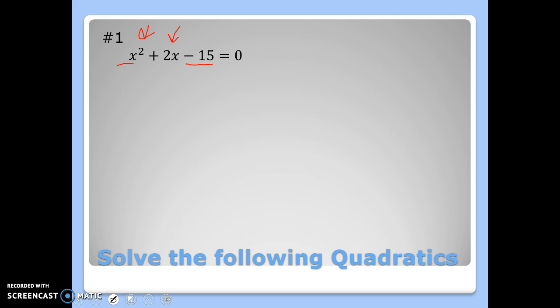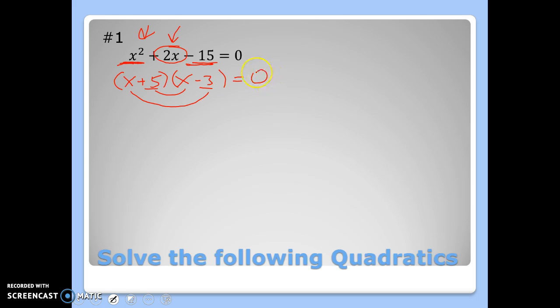The only way that we can really solve this equation is by factoring it. So what I'm going to do is put an x here and here, because x times x is the only thing that gives us an x squared. And then I want something here and here that when I multiply it together gives me negative 15, but when I add it together gives me a positive 2. Like a positive 5 and a negative 3, because positive 5 times negative 3 gives me a negative 15. And then my inside terms are 5x, my outside terms are negative 3x, and those add up to a positive 2x.